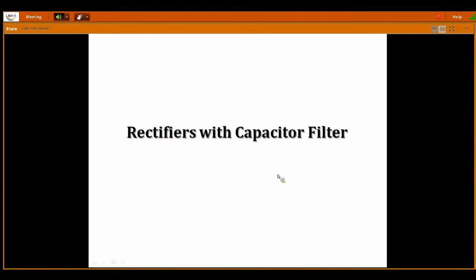What is a rectifier? In the last classes, we discussed that a rectifier converts an AC signal, alternating current signal, to pulsating DC. The output of the rectifier contains AC ripples as well as the DC component. It has two components. Pure DC we are not getting as the output of the rectifier.